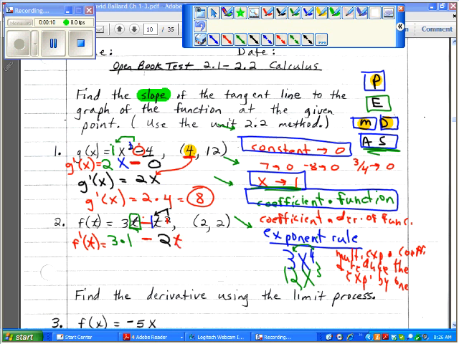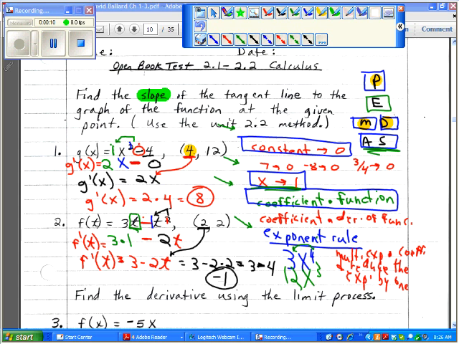And then reduce your exponent by 1, so that'd be a t to the first. So f prime of t would be 3 minus 2t. If I want the derivative at this point, then I'm going to plug in the x of that point. So it's going to be 3 minus 2 times 2, which is 3 minus 4, which is -1.